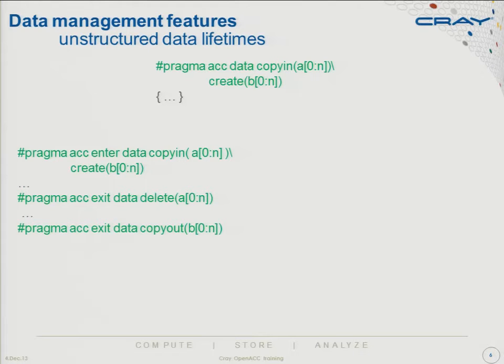Here, I have an enter where I put A and B on. I can have separate places where I take A off the device. Here, I don't do any data movement. I just delete it, I just do a mem-free on it. Here, I copy the data back. And these are separate, even though these were together. What you can't do is move the same thing off twice.